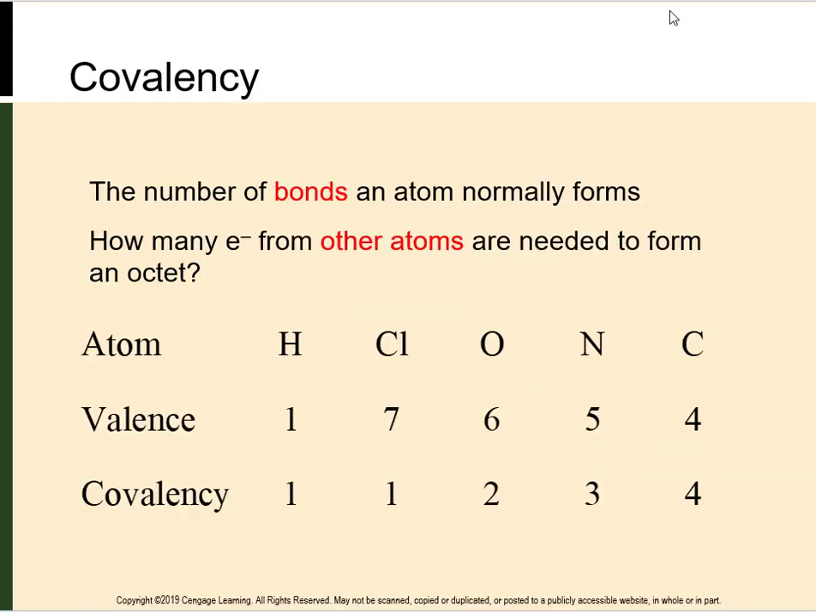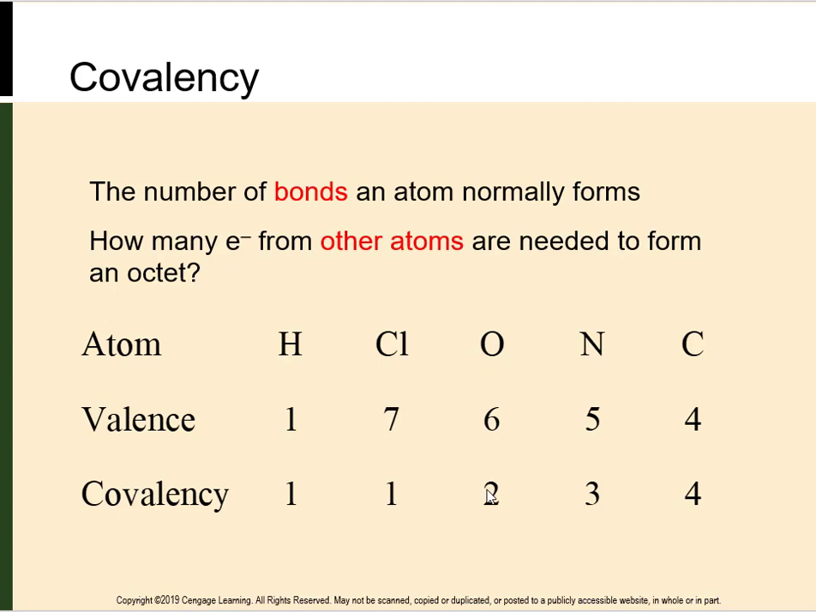valence shell. If we look at the number of bonds that an atom can form, we need to look at, well, how many valence electrons does it have? And how many electrons from other atoms are needed to form an octet? Again, remember, octet, the only exception here is hydrogen. It has one valence electron, so it wants to form one bond. Chlorine has seven valence electrons, but it only can form one bond because that's what gets me to eight. Oxygen has six valence electrons. It can form two bonds, or two covalent bonds.